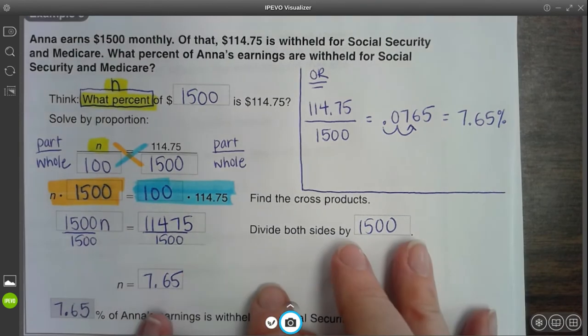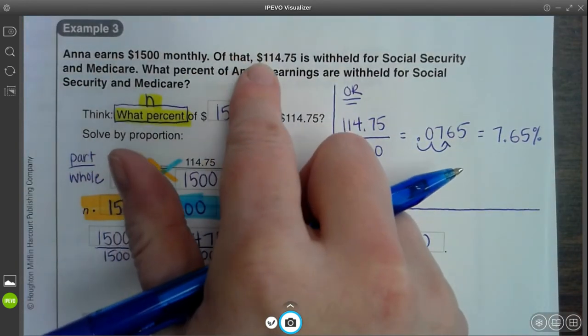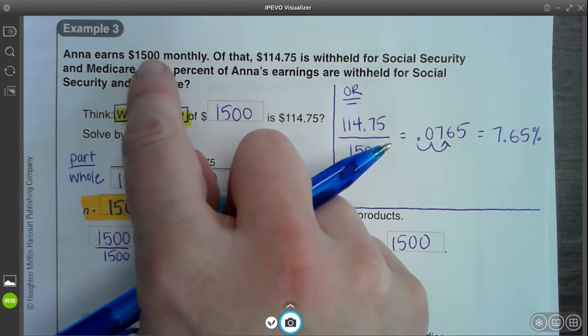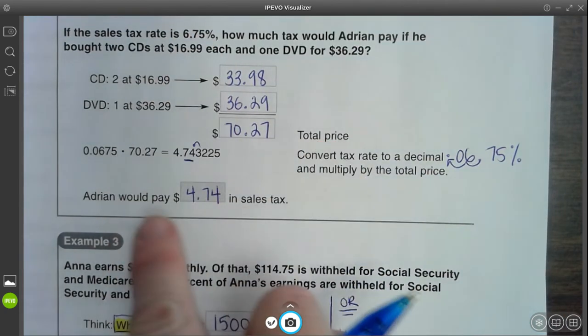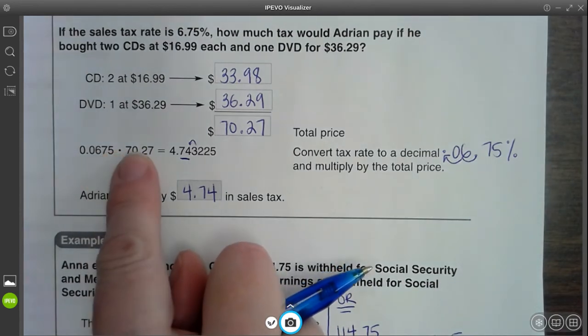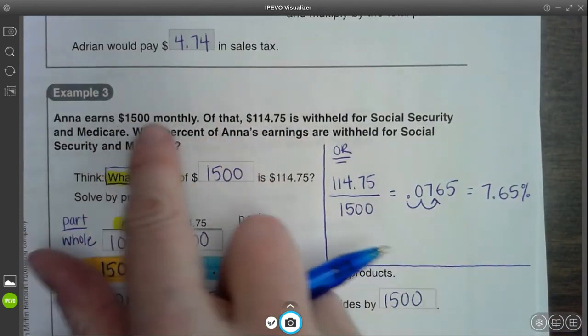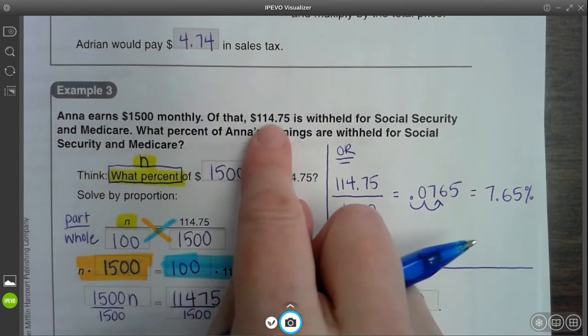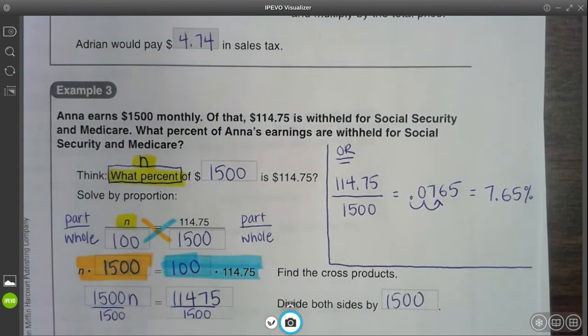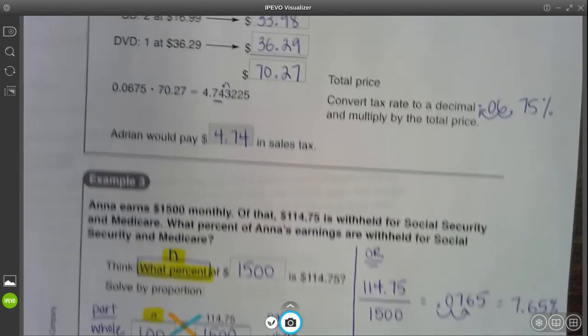So a lot of times to solve a problem, if they have percents in them, usually when I have a percent, I'm going to have to multiply by an amount. But when I have two numbers and we're dealing with percents, a lot of times I can solve this by writing it as a fraction and then converting that to a percent.